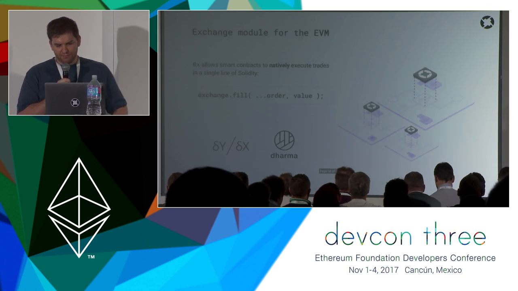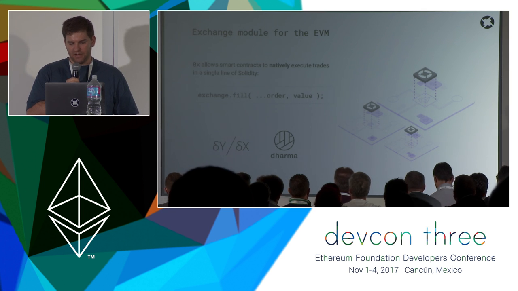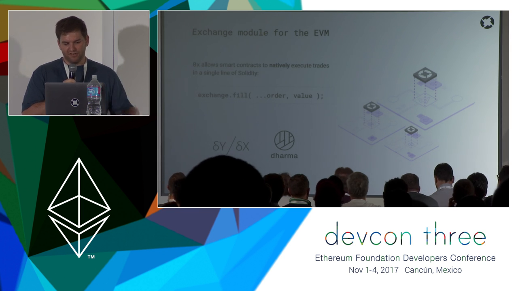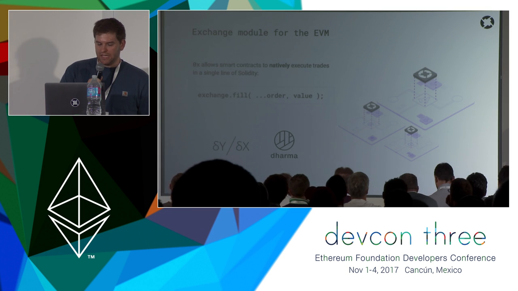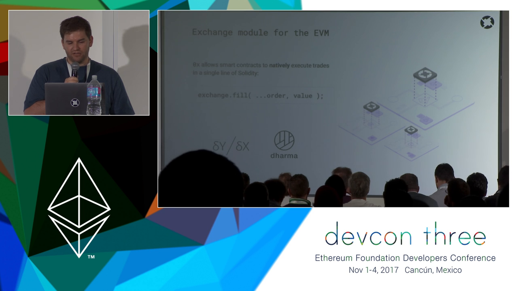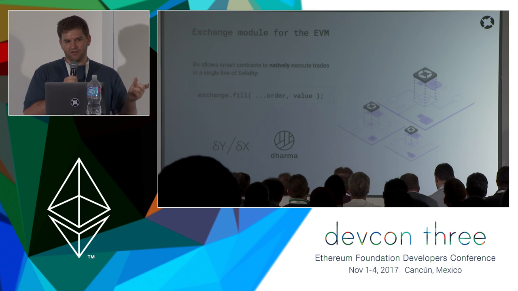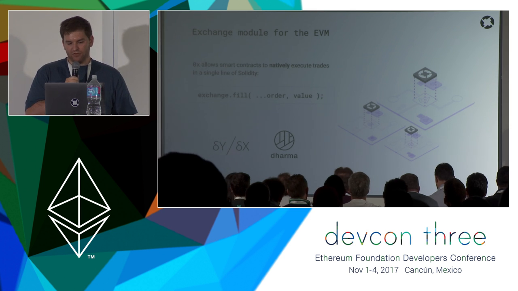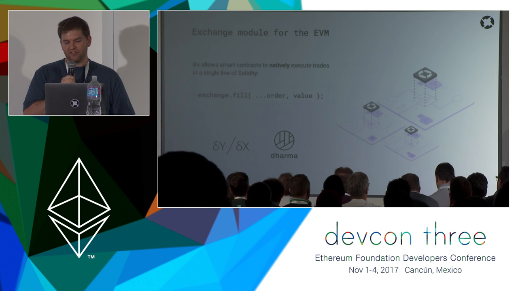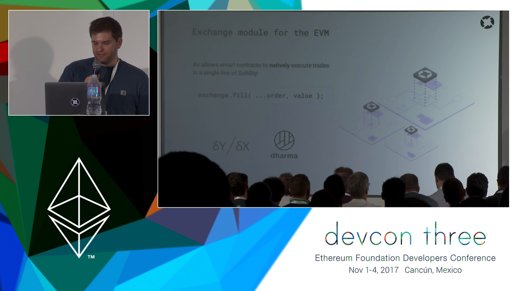So now I want to talk about something that is a little bit different that 0x protocol enables. And I think this is something that's pretty unique compared to the other approaches and implementations that are out there today. So 0x protocol allows smart contracts to natively execute trades in a single line of smart contract code. And this is really powerful, because this essentially allows 0x protocol to act as an exchange module that exists natively within the EVM.